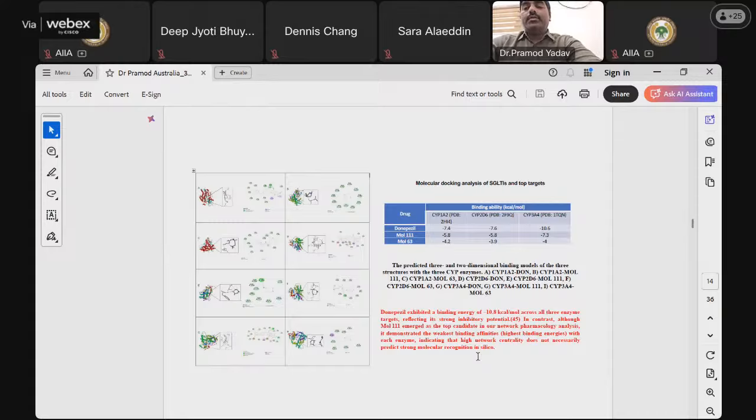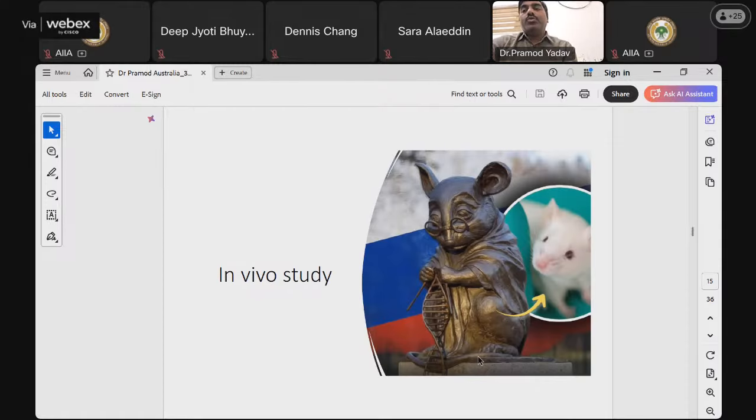So we took the cytochrome P enzyme as a model for conducting the herb-drug interaction study. Donepezil, which is a standard line of treatment in cases of Alzheimer's, exhibited a binding energy of minus 10.8 across all 3 enzyme targets, which reflects a strong inhibitory potential. In contrast, the other compound that emerged as the top candidate, MON111, through network pharmacology analysis, demonstrated the weakest binding affinities with each enzyme, indicating that high network centrality does not necessarily predict strong molecular recognition in silico. So the interaction was ruled out through this study.